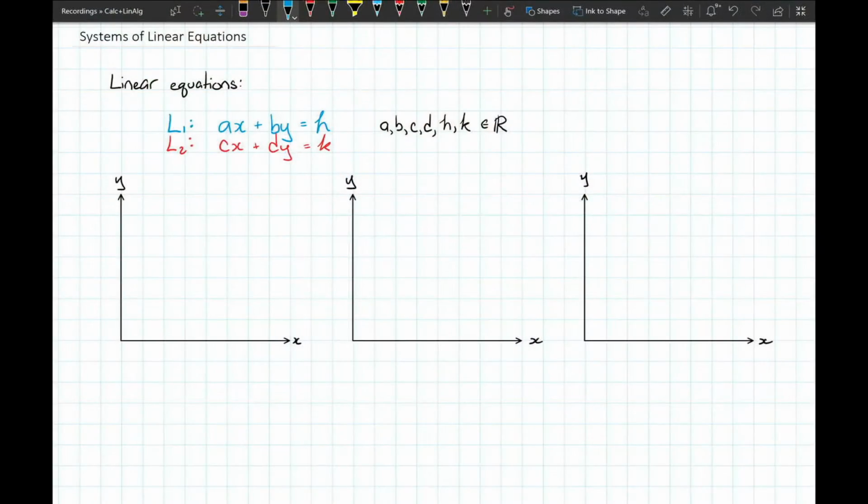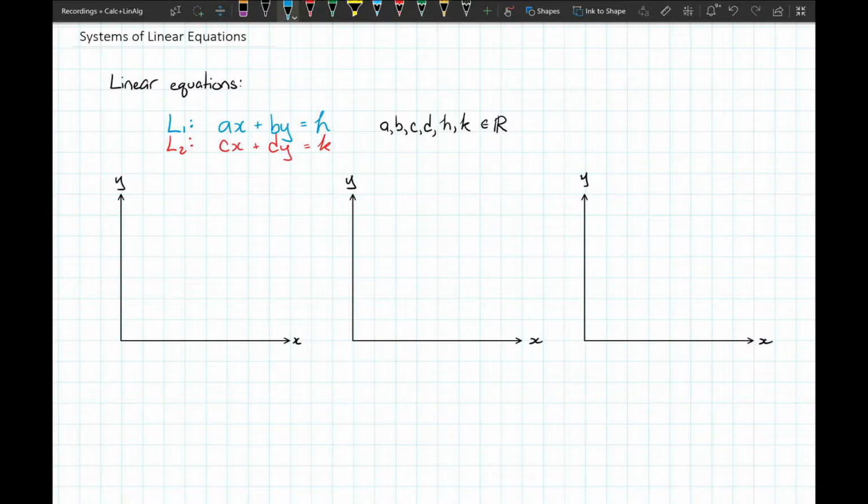So let's start off with two linear equations in two variables x and y. We've got two examples here. L1 I've just denoted because it's a line, ax plus by equals h, and I've got a second line, L2, and that would be cx plus dy equals k. Now, just so you know, we could rearrange these so that both of them are in y equals mx plus b form, but this is a very general standard form of a linear equation in two variables. And so a, b, c, d, h, and k are all just constants.